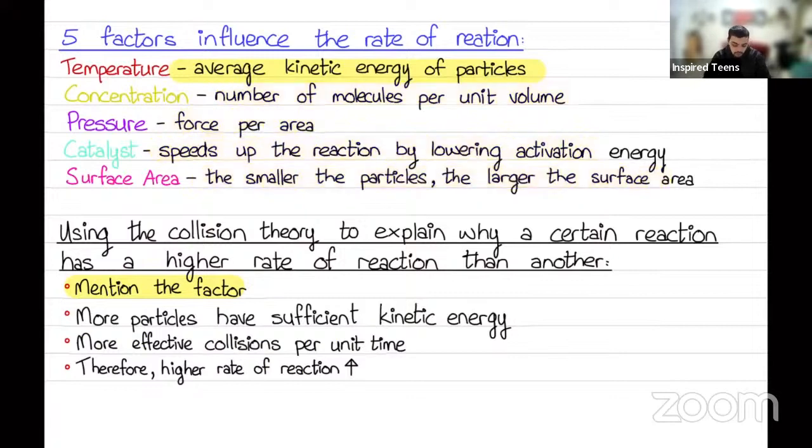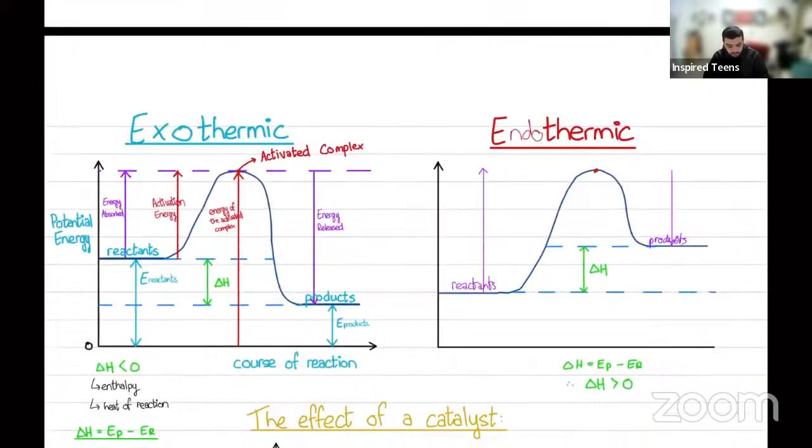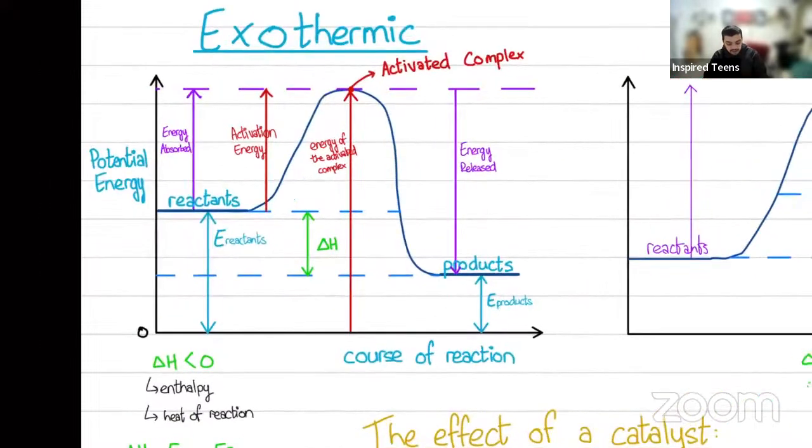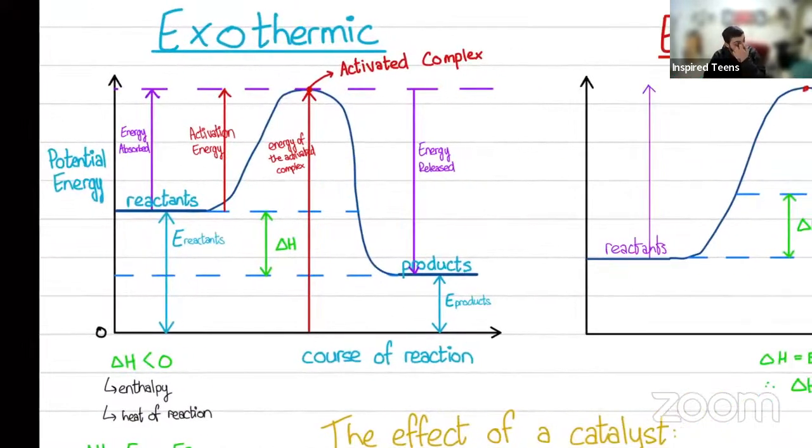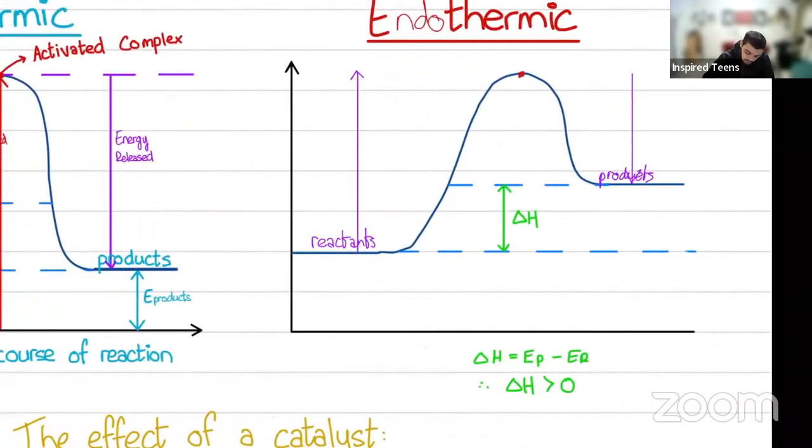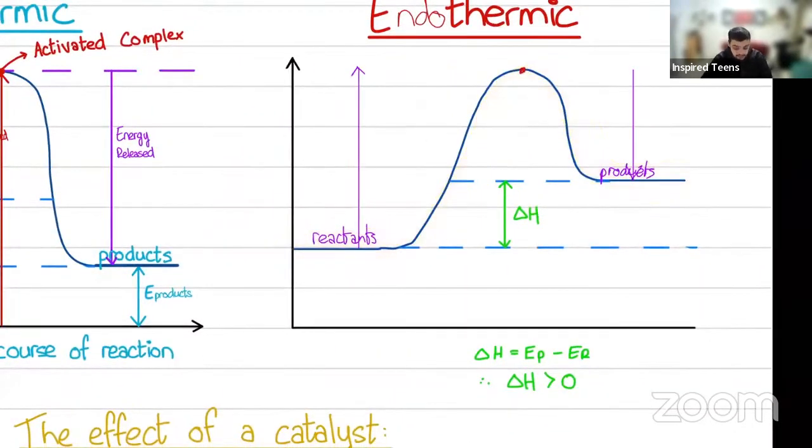Okay, cool. So let us move on. We discussed the exothermic and endothermic graphs, the potential energy versus course of reaction graphs, where in the exothermic, the main difference is that, as you can see, the energy of the products goes past the energy of the reactants, whereas for the endo, the energy of the products does not pass the energy of the reactants.